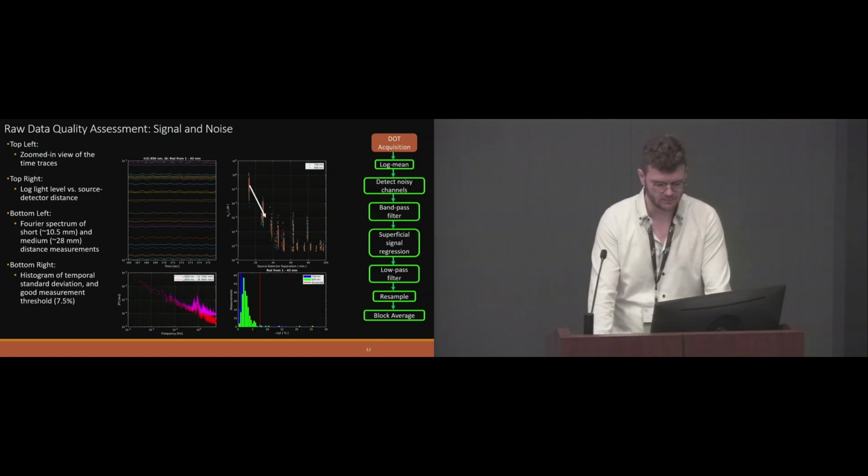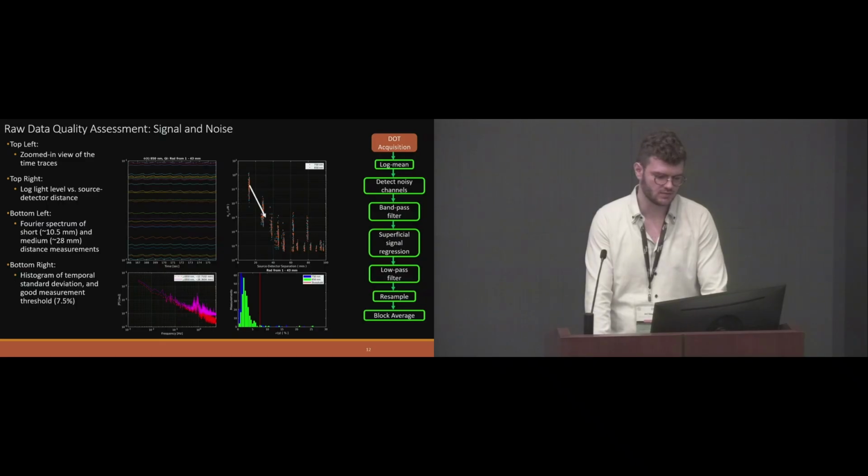And then in our bottom left corner, we have a Fourier spectrum of short and medium distant measurements. The short measurements are in red, that red dashed line, and the medium measurements are in the pink magenta line. And then lastly, in our bottom right-hand corner, we have our histogram of temporal standard deviation. Essentially, this is our good measurement plot.